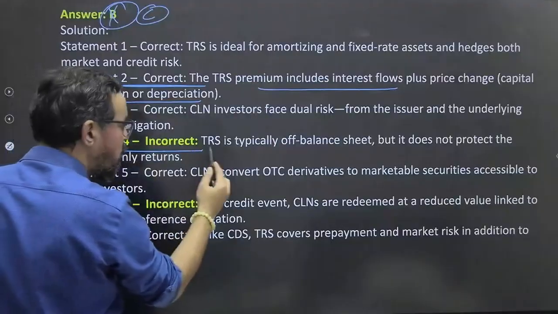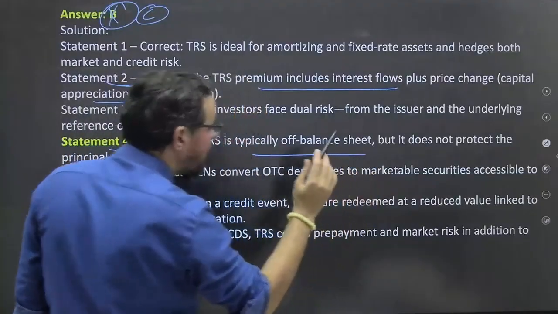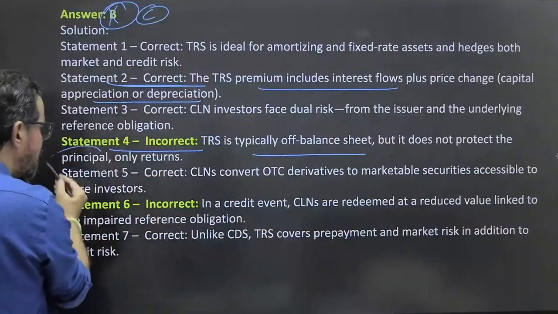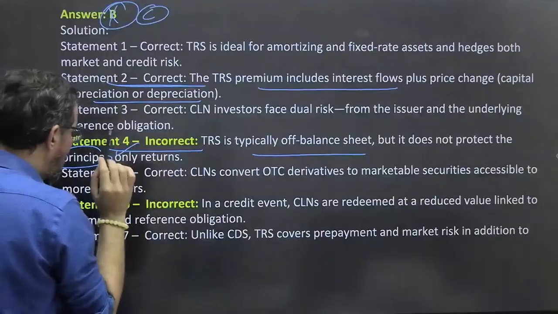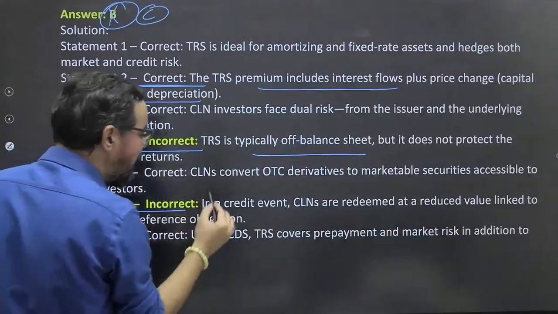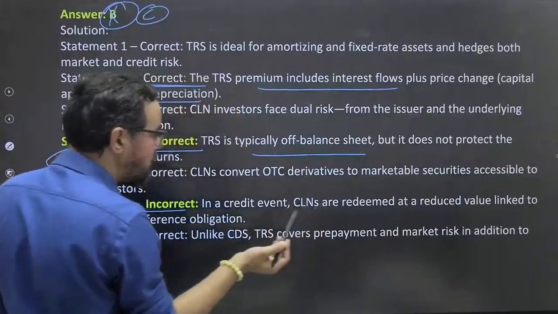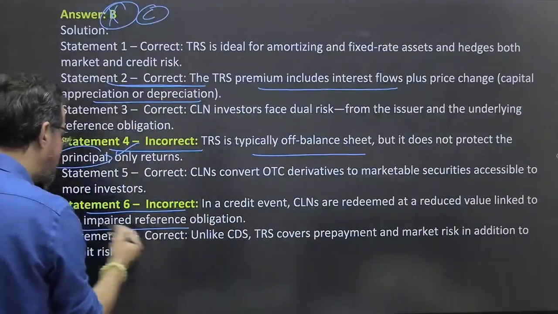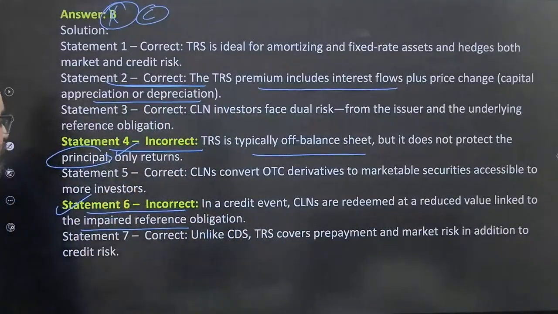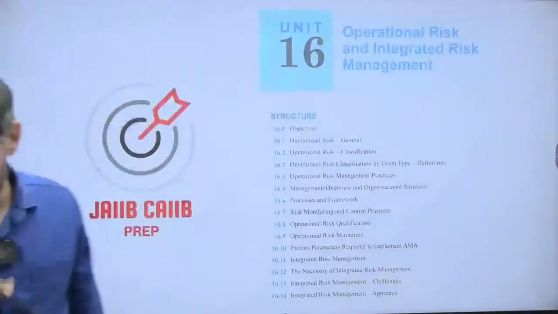Statement 4: TRS is typically off balance sheet, but it does not protect the principal. This is true, okay. Then the sixth statement is incorrect. In a credit event, CLNs are redeemed at a reduced value linked to the impaired reference obligations. This is also correct, okay. So C is the correct answer for this particular one.